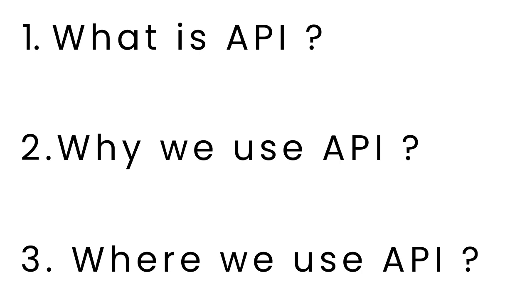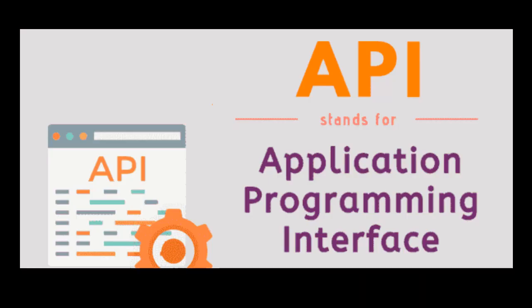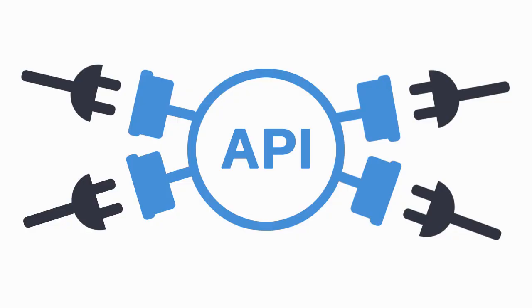What is API, why we use API and where we use API. Now API means Application Programming Interface. API is a way that allows us to get data from different platforms. So getting data from different platforms is actually called API. Let me just give you an example.